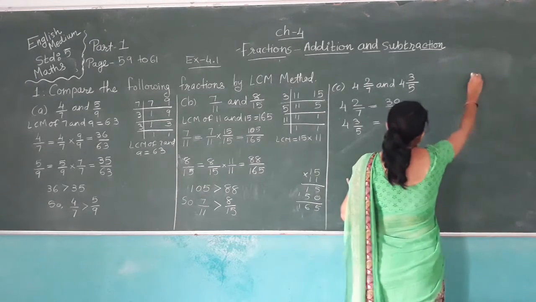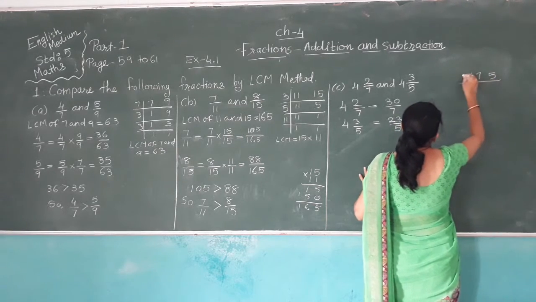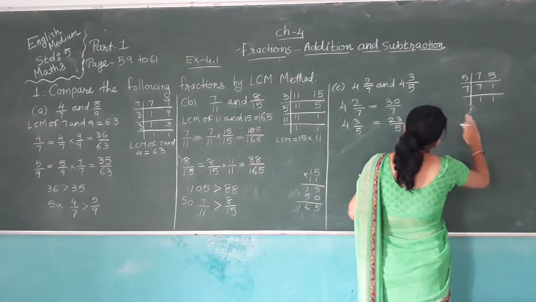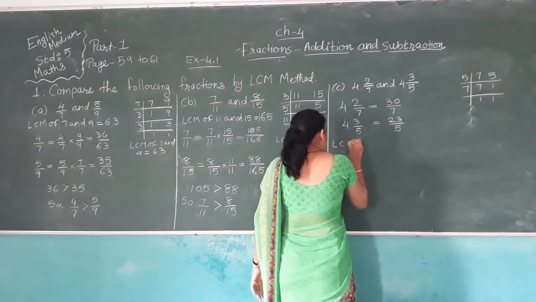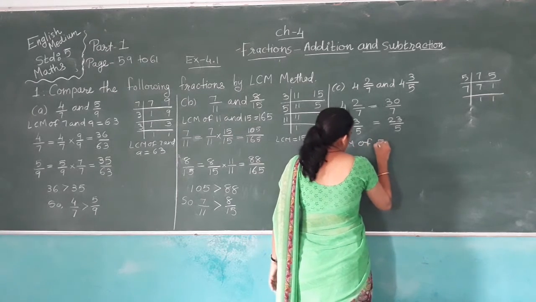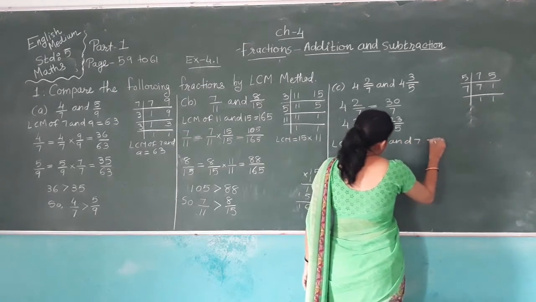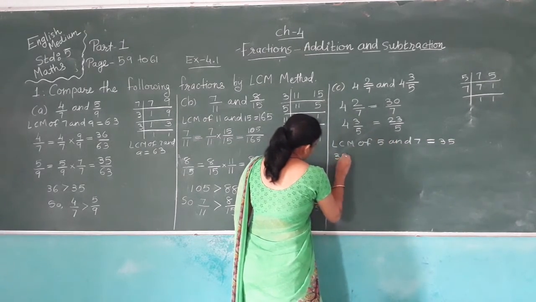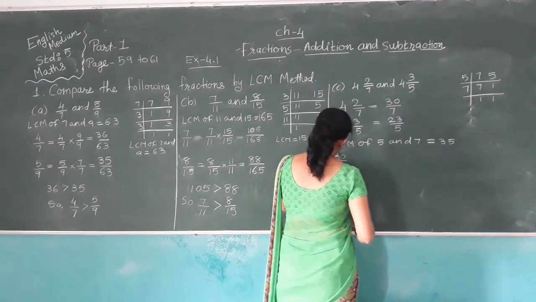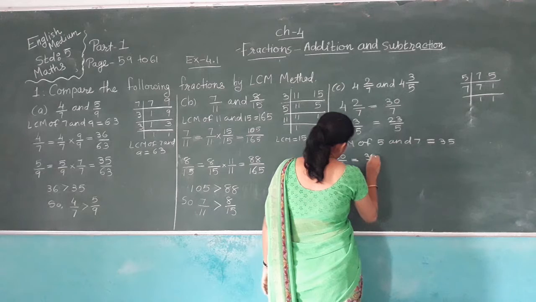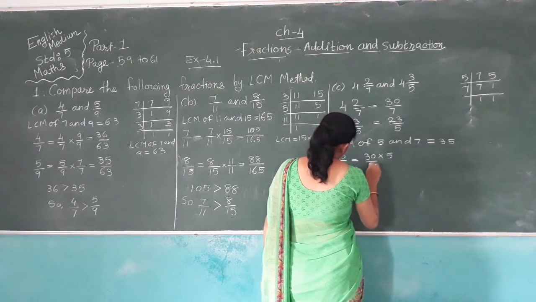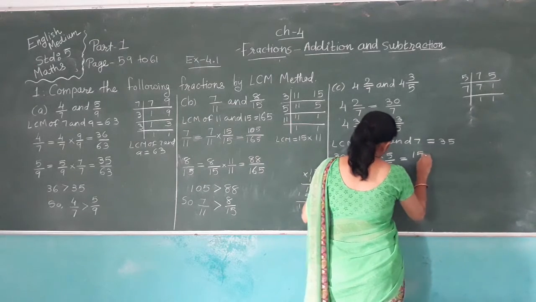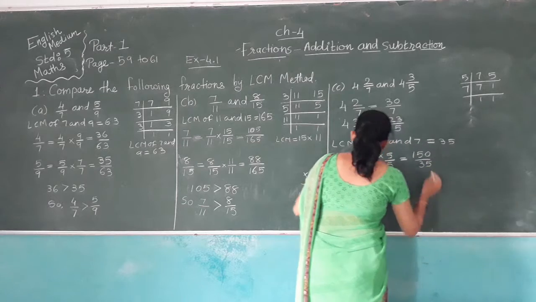Then the LCM of 7 and 5. 5 ones are 5 and 7 ones are 7. So the LCM of 5 and 7 is equal to 35. Then first we convert to equivalent fractions. So 30 out of 7 is equal to 30 multiplied by 5 out of 5 times 7, which is 35: 150 out of 35.